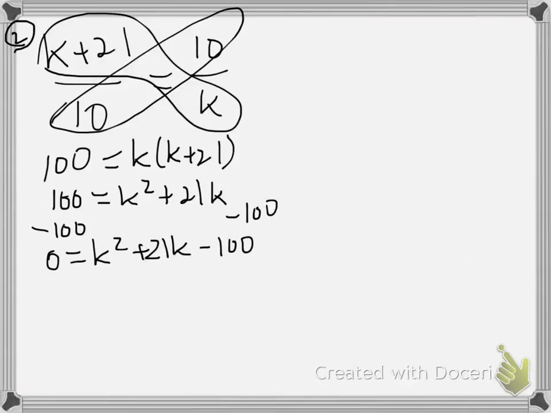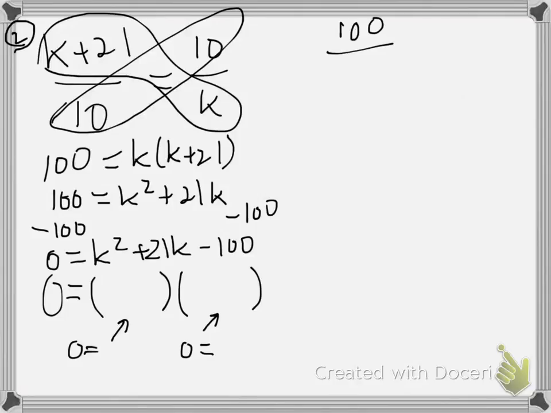So now, what are the factors of 100? Remember, I want to get two numbers, a first number and a second number, to equal 0, because then I can set this one equal to 0, and I can set this one equal to 0, and I can find what k is. So that's what my goal is. And this is much easier to factor, so I'm going to do that. So the factors of 100 that subtract to 21.